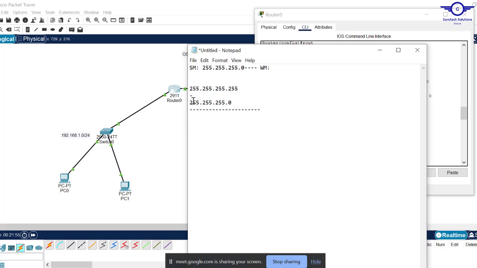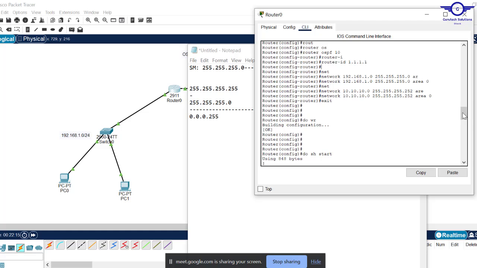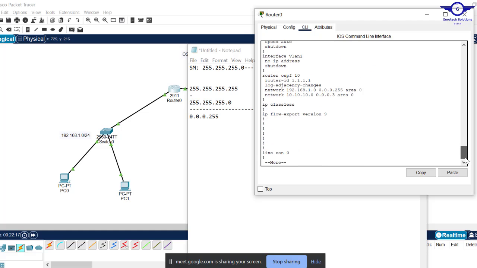255 minus 255 will be 0. So it's 0 dot, then this one is 255 minus 255, 0. Then here also dot 0. Then 255 minus 0 is 255. So that's how we calculate wildcard mask. So in this case also, if I go down here, you will see it here with its wildcard mask.